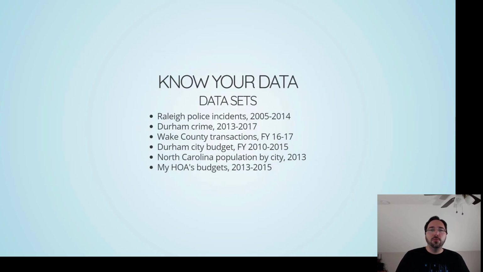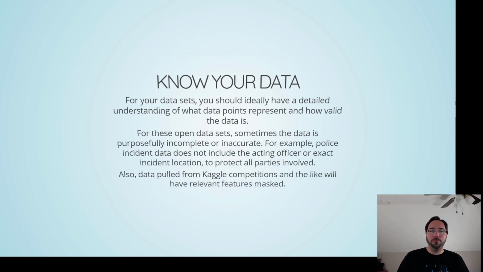In our case, we're going to look at a few public data sets. These public data sets of interest, particularly Raleigh police incidents from the year 2005 into 2014. We're going to look at Wake County transactions from fiscal year 2016 to 17. We're going to look at historical Durham City budgets, fiscal years 2010 through 15. We'll look at North Carolina populations broken out by city, and I'll wrap it up with some information on my homeowner association's budgets.